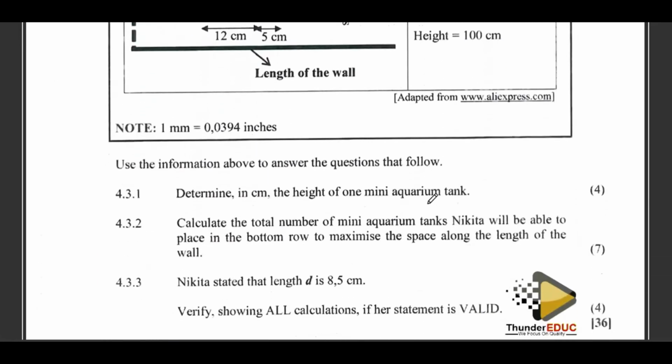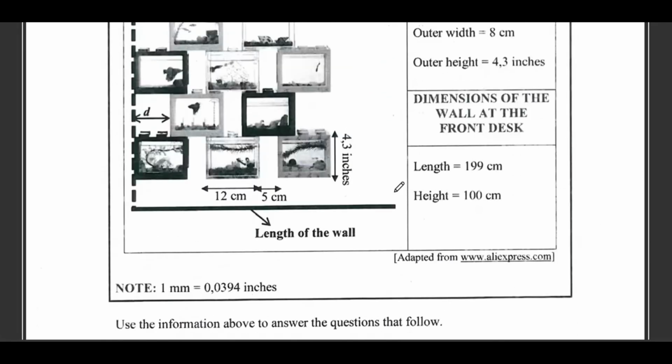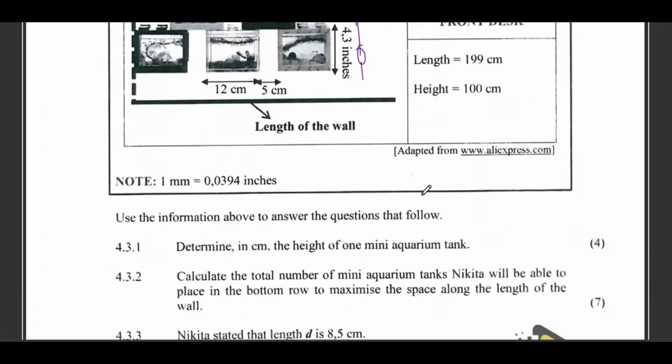It's fine. Determine in centimeters the height of one mini aquarium. The height. This is what we are looking at. But they want it in centimeters. So ask yourself, they have already given you that if you have 1 millimeter, in other words, you have 0.1 centimeter, because we can change millimeters to centimeters by dividing by 10. So the answer here becomes 0.1.